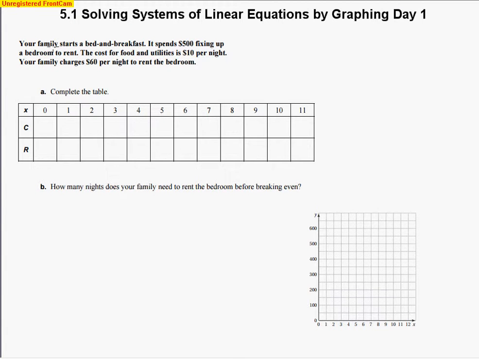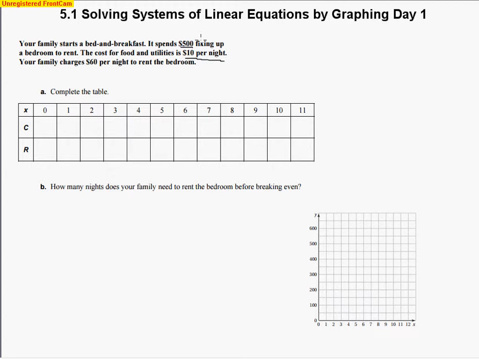It says your family starts a bed and breakfast. It spends $500 fixing up a bedroom to rent. The cost for food and utilities is $10 per night. So what we're going to end up dealing with in a system is two different equations, and this is our first equation that we're dealing with.